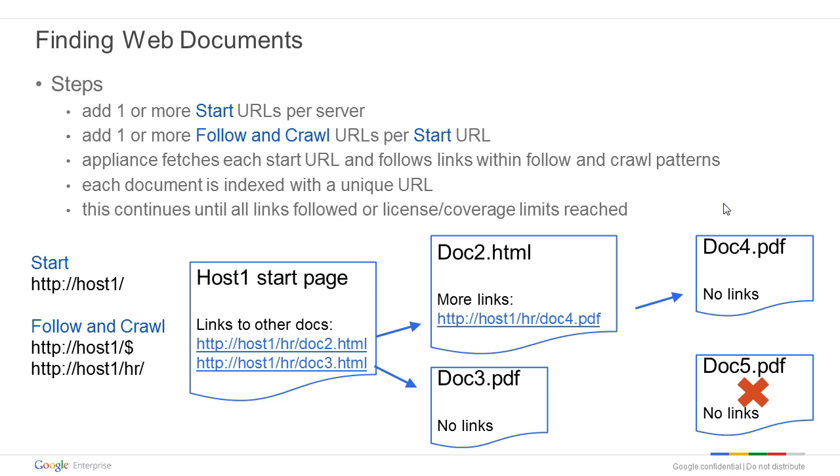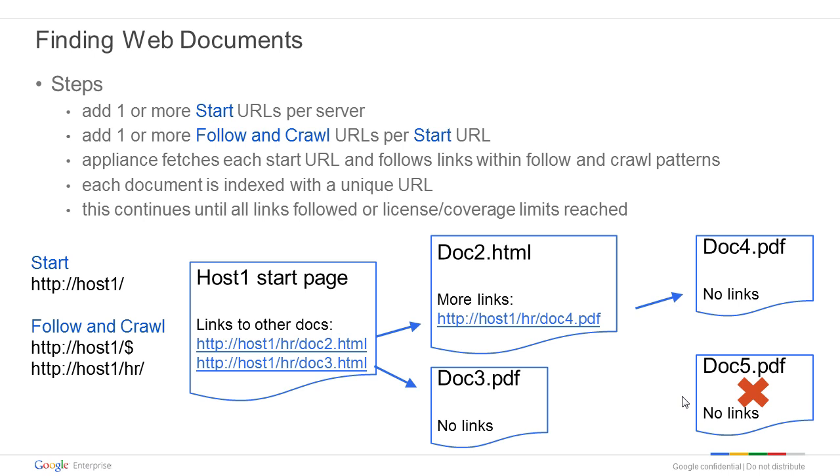In this example, one start URL is given for server host1's home or root page, http://host1. That page and any links found to documents in the HR directory will be fetched and indexed. In the home page, links are found to two documents in the HR directory, so they'll be fetched, parsed for more links, and indexed. Doc2 has a link to Doc4, so it's also indexed. However, there's no link to Doc5, so it will not be indexed even though it resides in the HR directory.